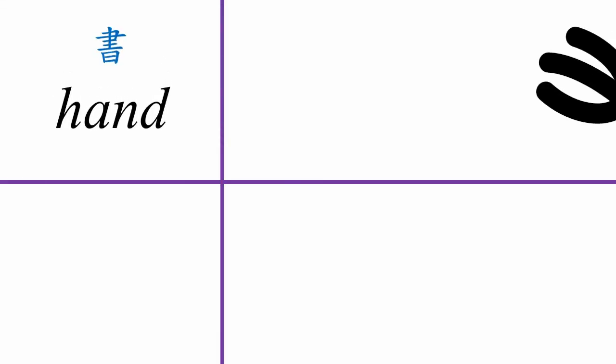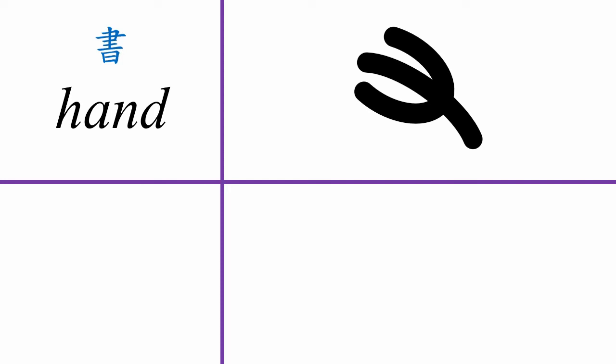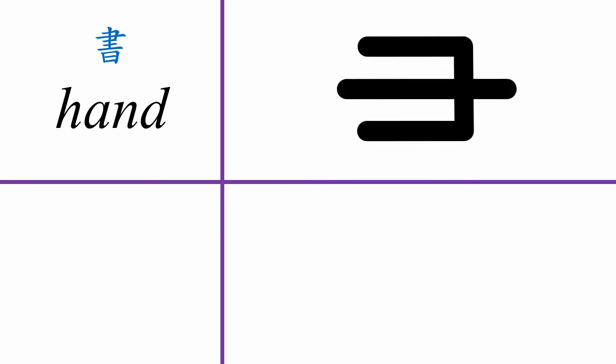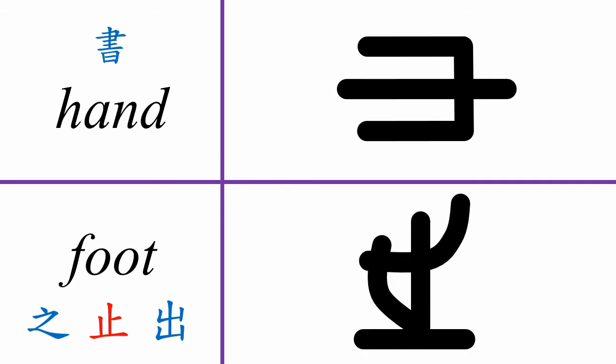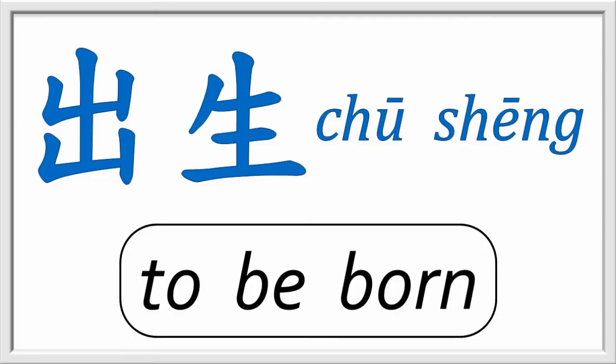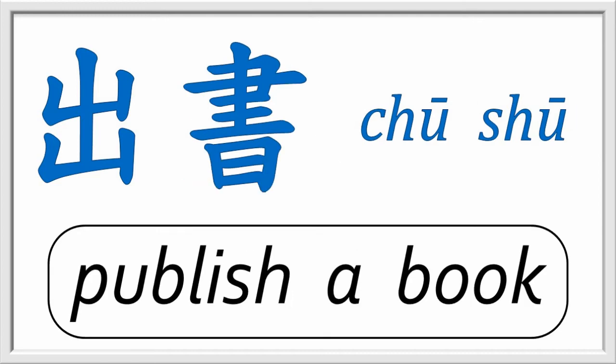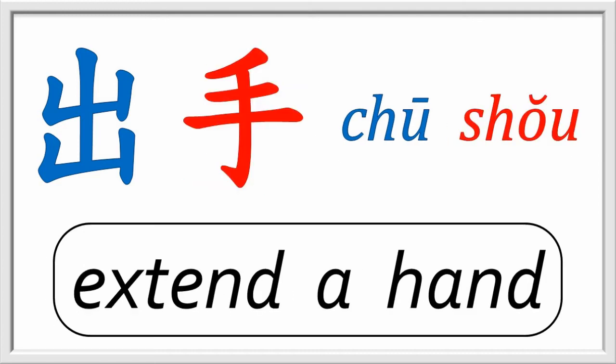Notice how the foot element has transformed into a very different shape, somewhat like one version of the hand picture in Lesson 2. Some expressions with this character are 出生, to be born, 出书, to publish a book, and 出手, to reach out a hand.